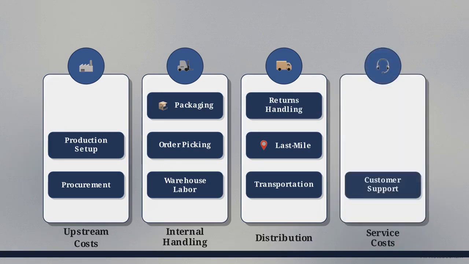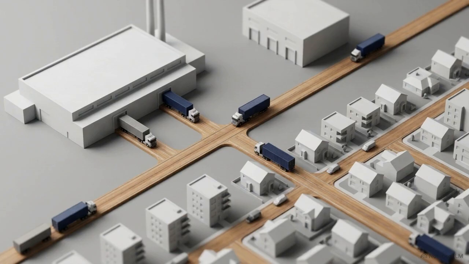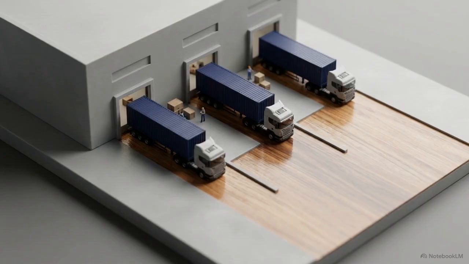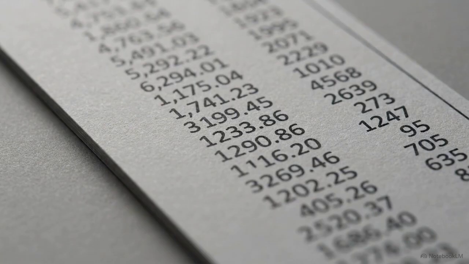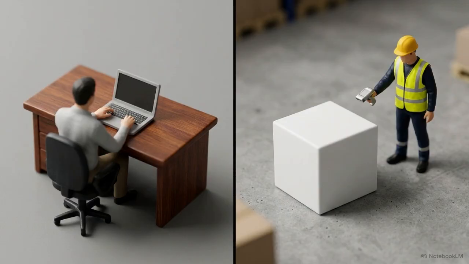Finally, we have service costs. This tracks direct customer support and costs associated with special requirements, like rush orders or custom crating. These four pillars represent an end-to-end measurement across the supply chain. They capture operational activities that occur far beyond standard manufacturing overhead. If a business fails to track expenses across all four of these categories, their view of total operational expenditure is likely to be inaccurate.